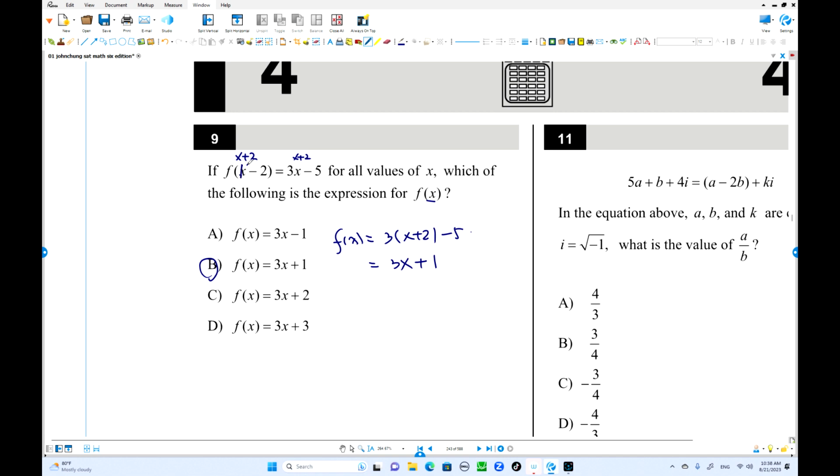Or sometimes you can change the variable over here. So k minus 2 is switched with what? x. So k equals x plus 2, to avoid the confusion, right? So put k there. So k minus 2, that is x. f of x equals 3 times k, that is x plus 2, minus 5. Okay, it's going to have the same answer, okay?